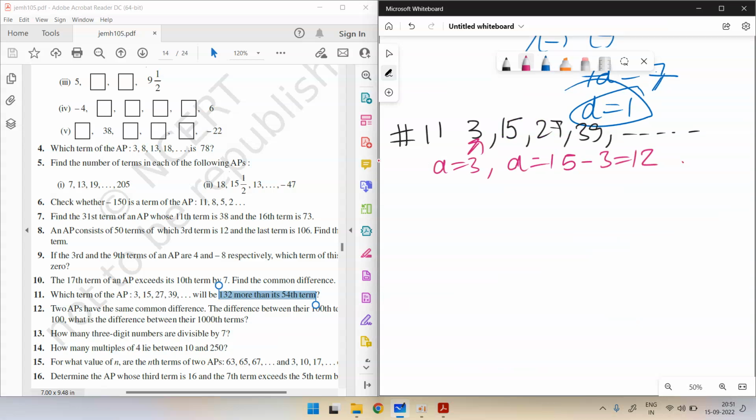So what is A54? A54 is nothing but A plus 53D, that is A plus (54 minus 1)D, which is A plus 53D. If you substitute the values, A is 3, so this is 3 plus 53 into 12.